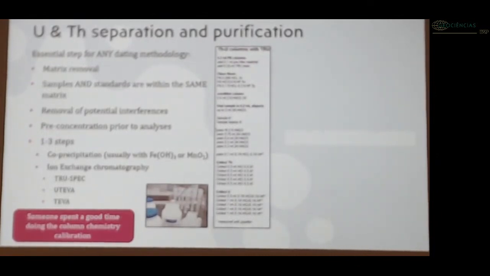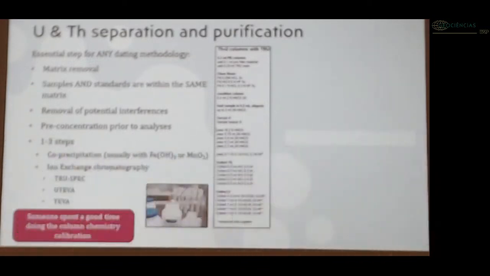So if we introduce a lot of ions into the plasma, they will ionize. They will go into the mass spectrometer, into what is called the ion optics. But they're going to cause something called space charge effects. Because there's going to be a lot more ions, all your calcium, strontium, magnesium, everything that is in the sample, it's going to cause space charge effects, and it's actually going to affect the fractionation of the isotopes, and it's going to affect your measurements. So we actually need to separate uranium and thorium.